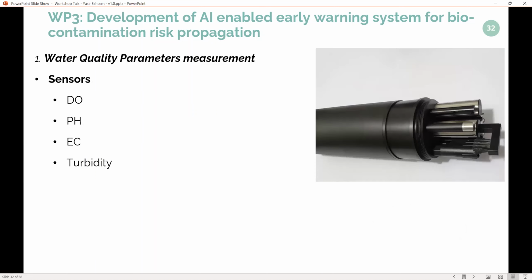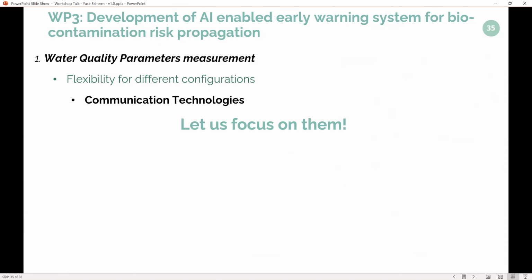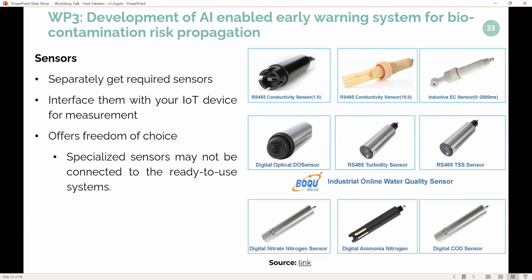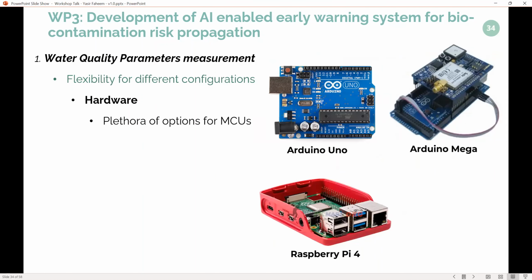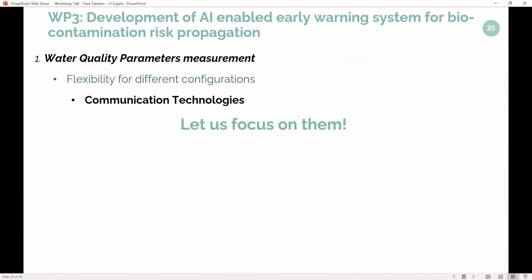We can buy sensors separately from the market, whatever is required. And then we can choose an embedded system, a microcontroller unit, connect these sensors to it, and then get whatever readings we want. Personally, we are going for this option in this project. This is already discussed.